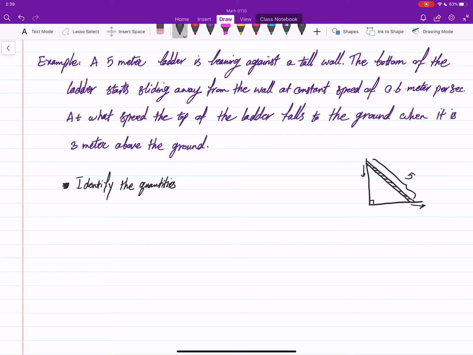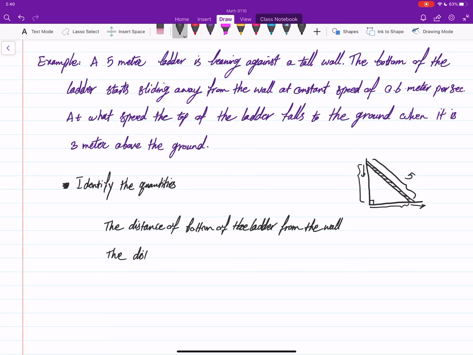And when you look carefully, the distance of the bottom of the ladder from the wall and the distance of the top from the ground are two variables that are involved in this question. So we have the distance of the bottom of the ladder from the wall, and the other one is the distance of the top from the ground.